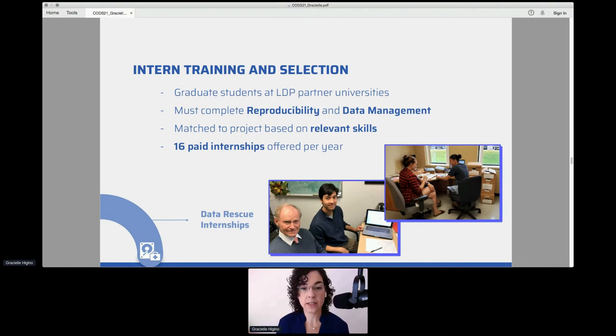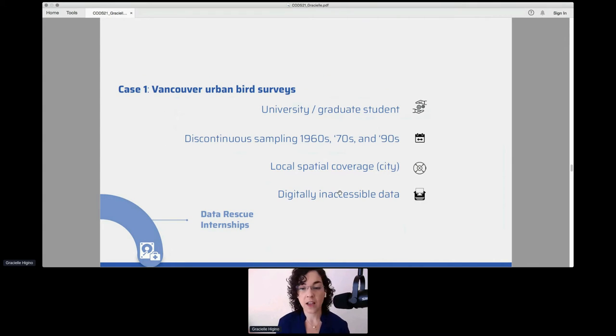We have graduate students at partner universities. We open a call, and they must have completed the courses on reproducibility and data management to be able to participate in this internship. They are matched to projects based on relevant skills. Per year, we have 16 paid internships. These are students that are partnered with government agencies, faculties, or NGOs to help them organize and archive their data.